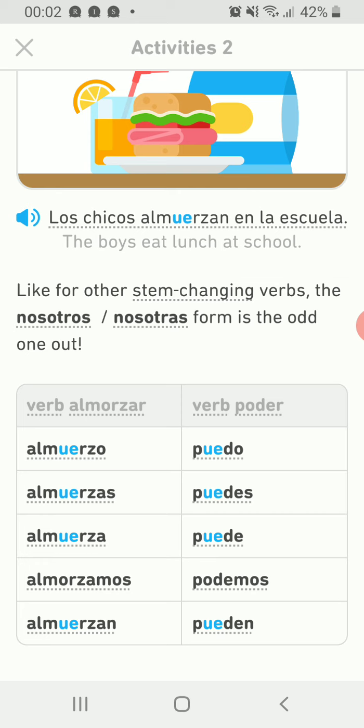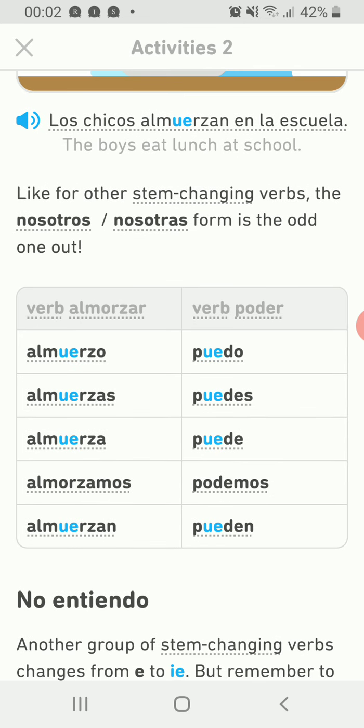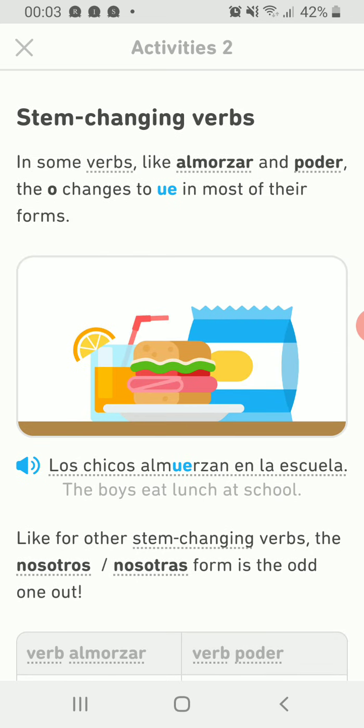So, like for all the stem changing verbs, the nosotros, nosotras form is the odd one out. So it keeps the stem of the verb. So almuerzo, almuerzas, almuerza, almorzamos, almuerzan. Puedo, puedes, puede, podemos, pueden. This is something we know quite well. It's like I can, you can, and so on.